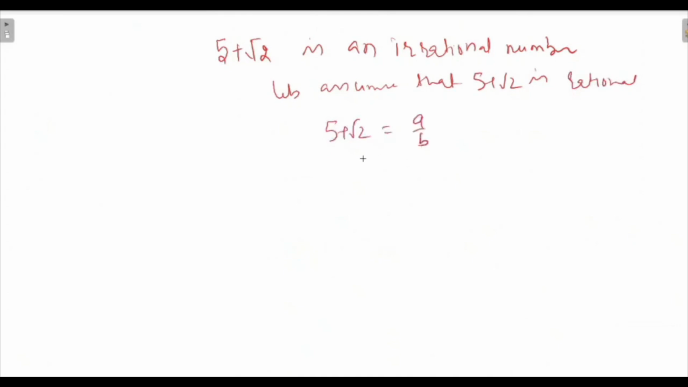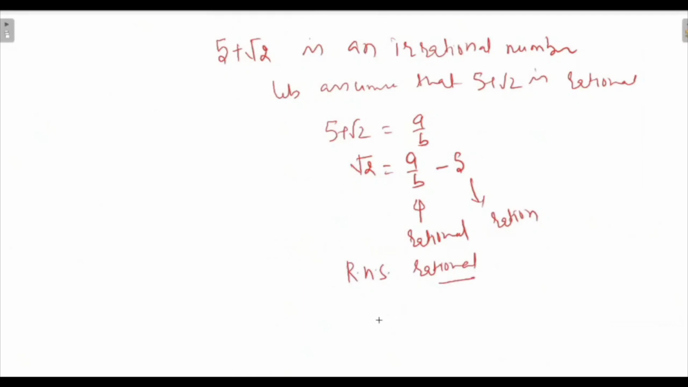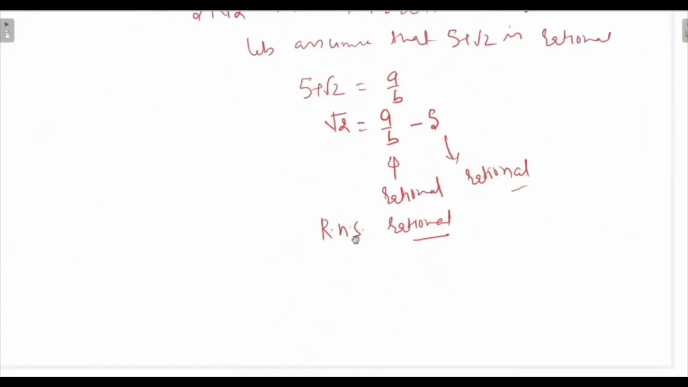Okay. Now what I will do is I will write root 2 as a by b minus 5 on this side. Now this is my rational number, and I am subtracting some rational number. So my right hand side, RHS, is rational. RHS is right hand side. Basically what I'm trying to tell you is that a by b minus 5 will be a rational number, isn't it? Why? Subtracting a rational number from a rational number, I will get a rational number only.